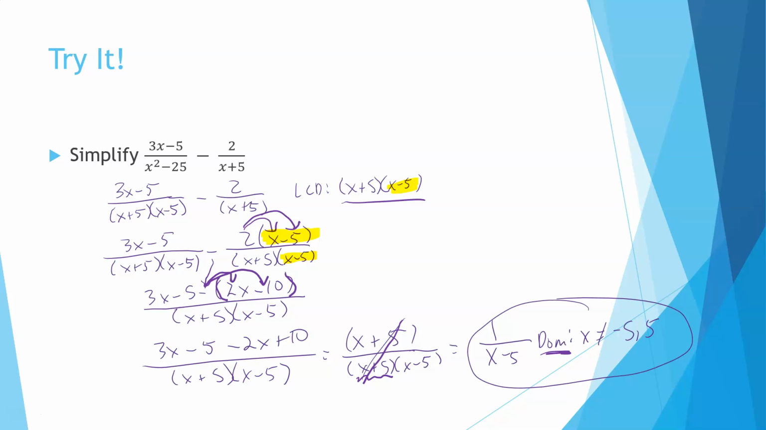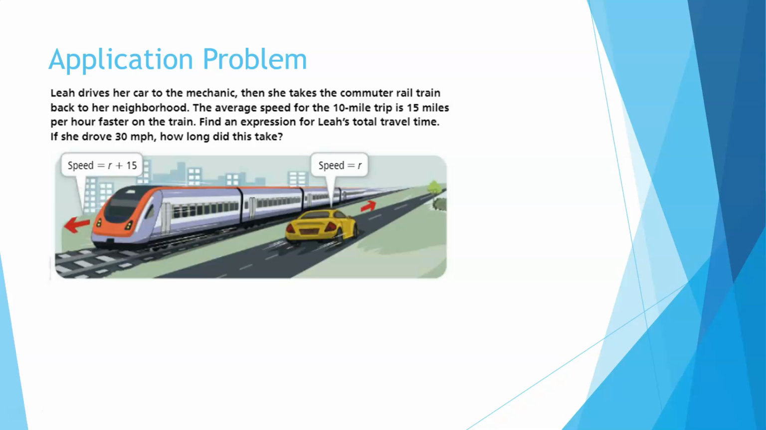Okay, I wanted to look at one word problem for this, just to kind of talk about how you could use this. It says Leah drives her car to the mechanic, then she takes the commuter rail train back to her neighborhood. The average speed for the 10-mile trip, so it's 10 miles, is 15 miles per hour faster on the train. Okay, find an expression for Leah's total traveled time.